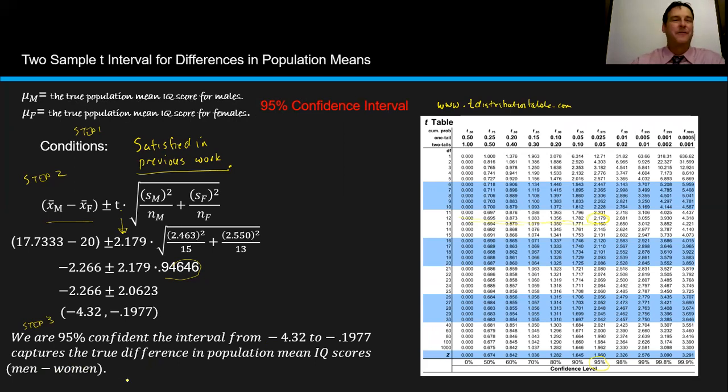A good follow-up question that is sometimes asked is, did one gender do better than the other? Was there a difference between the scores? Was there a difference between genders for IQ scores? I'm going to say mean IQ scores.